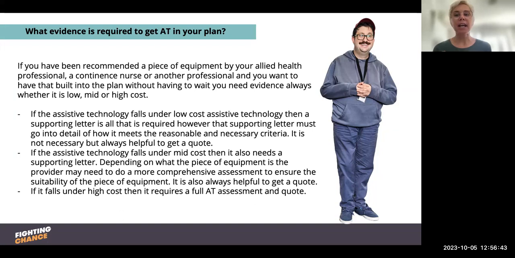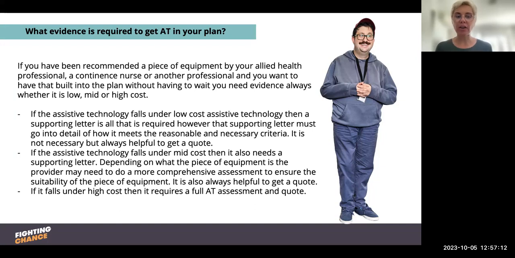And I find that the plan managers or the LAC or the planner will ask for quotes for the low cost and the mid cost stuff, because if they can see the supporting letter and the quote, that helps them to add it up and see how much they need to build into the plan for that person's equipment needs. If the quote's not there, it makes it very tricky to do that, and they're just guessing.